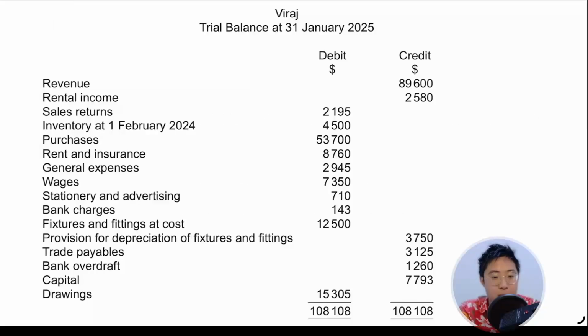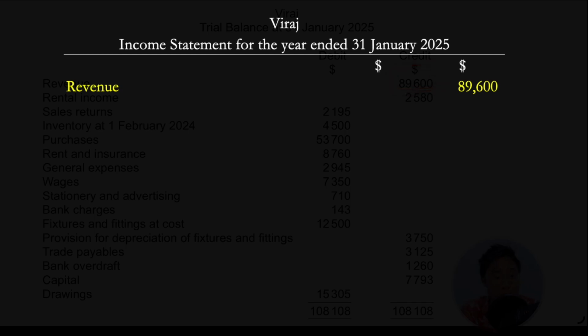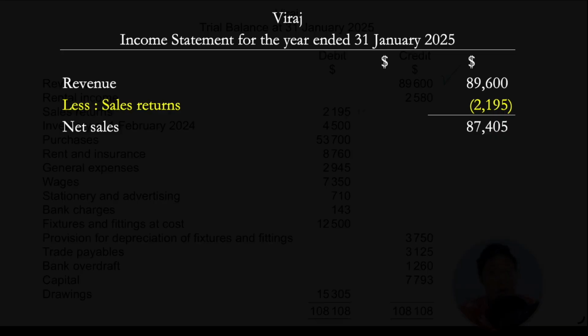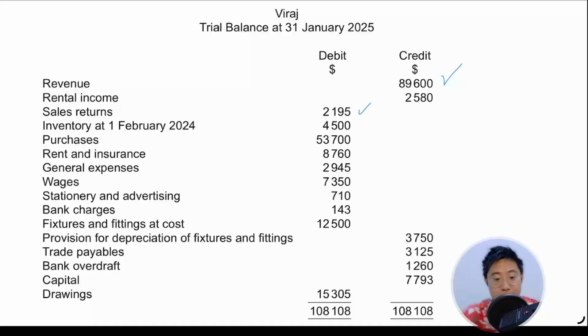So revenue, we always start with revenue, right? Revenue is 89,600. So we will be using that. And then we want to get net sales. Revenue is sales. So we want to know if there's any sales returns. Did anyone give whatever we sold to them back to us, right? There is sales returns. There we go, 2195. And because these two are opposites, you notice that if my revenue was on credit, my returns of that revenue will be on debit because they minus, they're opposites.